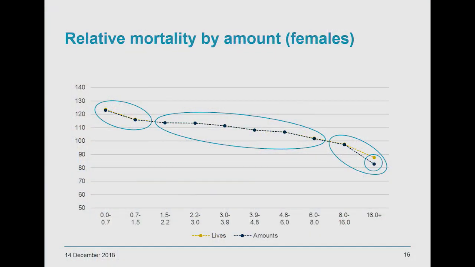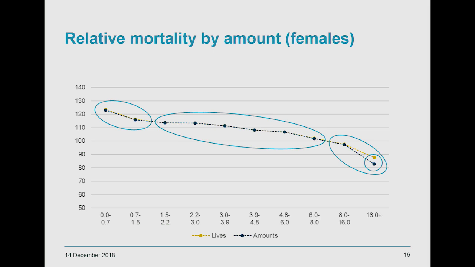So moving on to the females, we've got a similar story. For the females, mortality rates span a narrower band. Amounts don't have as big an impact as for the males, but we can still see three distinct groups there that we've highlighted. What we also can see on that slide, which we probably couldn't have seen on the previous one, is that we are actually showing those lines on a lives weighted and an amounts weighted basis. Now, on the previous slide, they fell right on top of each other. For the females, it's slightly different.